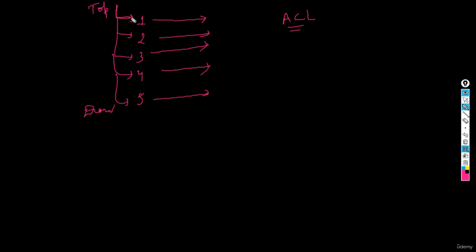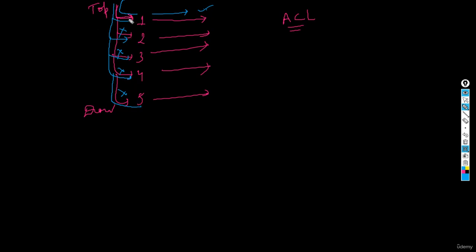First it will check the first condition. If it matches, it will not check the second condition. For example, we configure the ACL and traffic is coming, so it will check the first condition. If it matches, whether allow or deny, it will perform that action and will not go to the second, third, fourth, fifth condition. If it does not match the first condition, it will go to the second. If it does not match, it will go to the third, then the fourth, then the fifth.